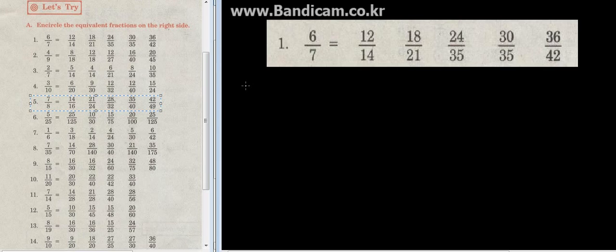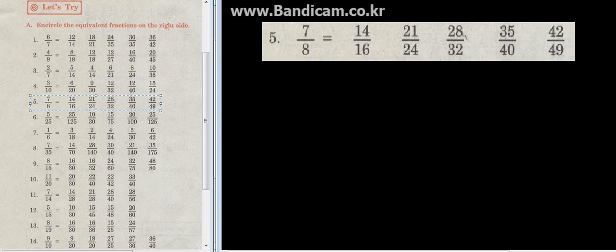Let's try the part on the next page, page number 130. There are two kinds of problems, A and B. In A, encircle the equivalent fractions on the right side. I choose three problems in this part: question number 1, question 3, and question 5. Then let's solve them.